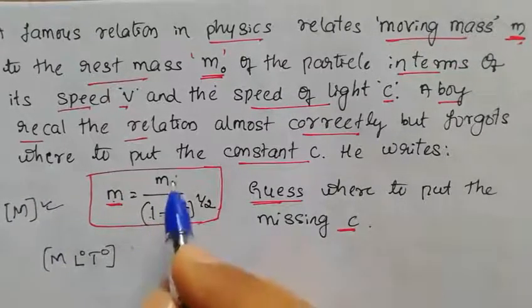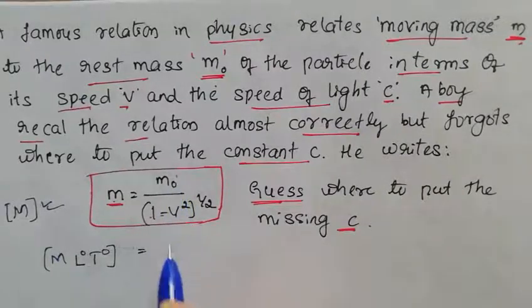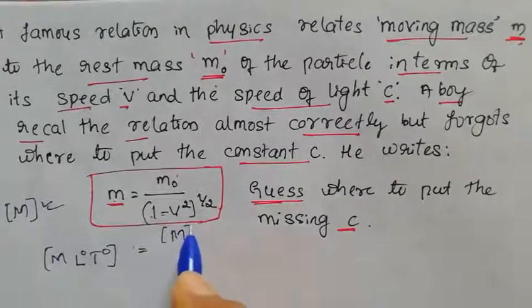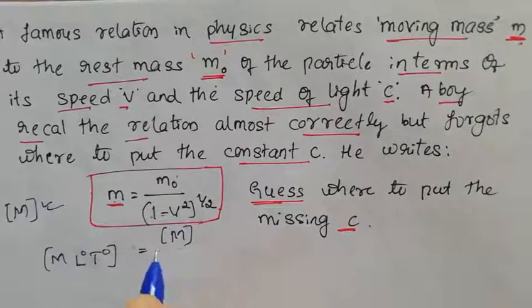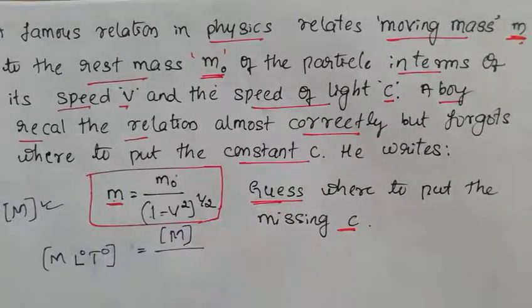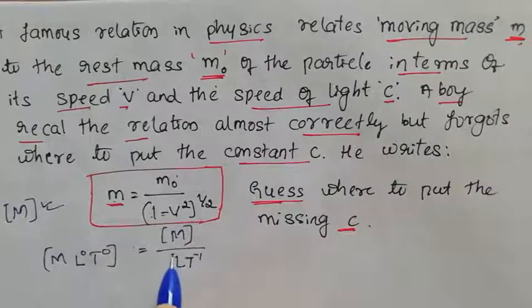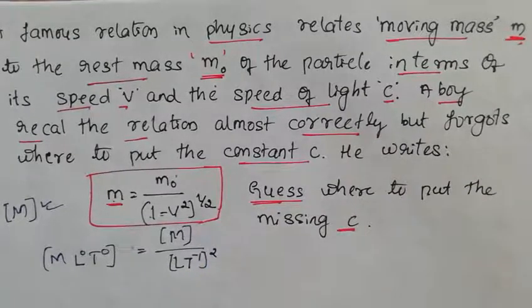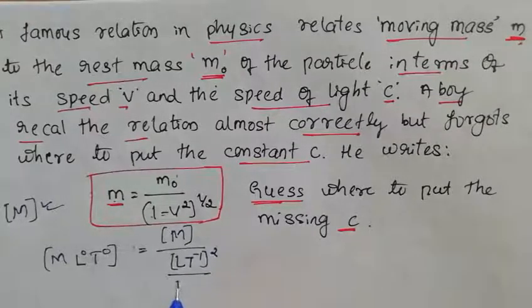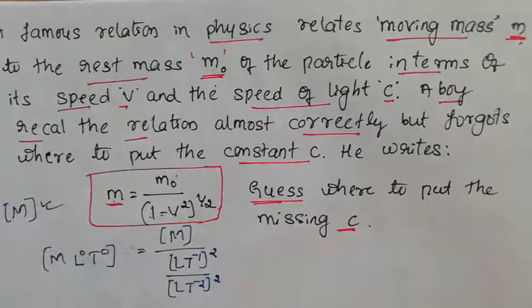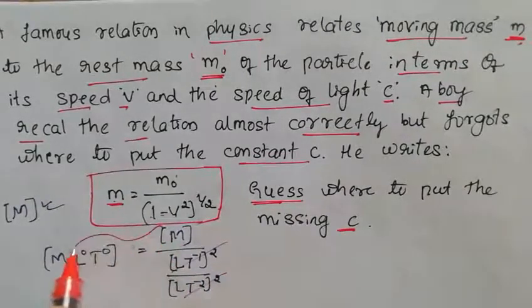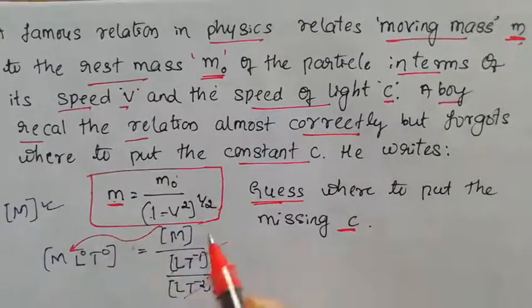But look at the terms now. In the numerator there is M naught, which is mass M. It is divided by 1 minus v square; 1 will not be considered, the negative will not be considered. V square means L T to the power of minus 1 whole square. Now if I divide the same quantity by one more L T to the power of minus 1 whole square, then this and this will cancel. You get M again. So M equals M, and then the left side and right side become the same, right?